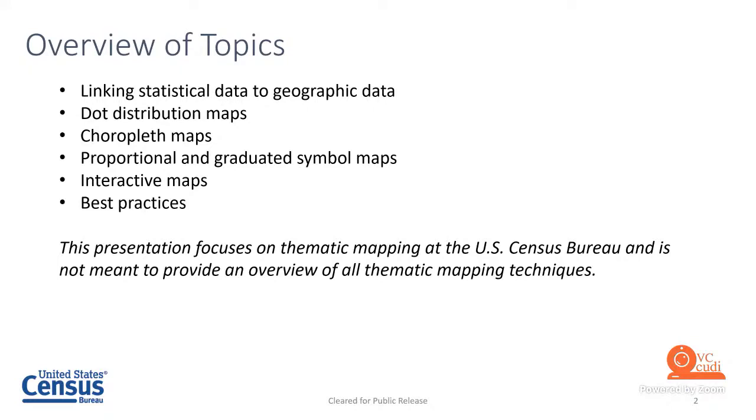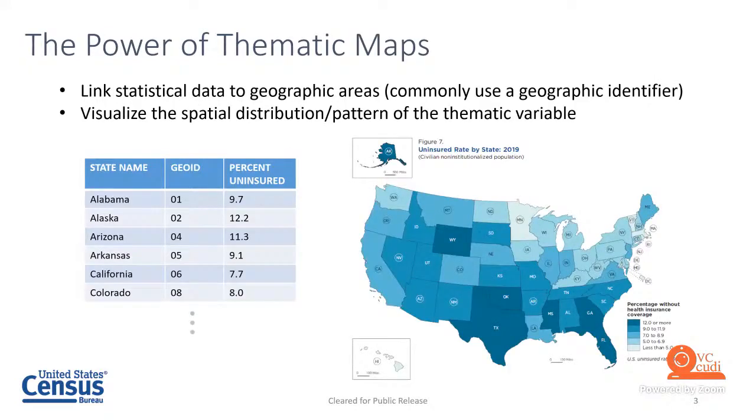Next slide, please. When we link statistical data to geographic data, we're able to see the power of thematic maps. Thematic maps allow us to visualize the spatial distribution or pattern of a thematic variable. For instance, the table on the left includes tabular data about the percentage of the population in each US state without health insurance coverage, or the uninsured population.